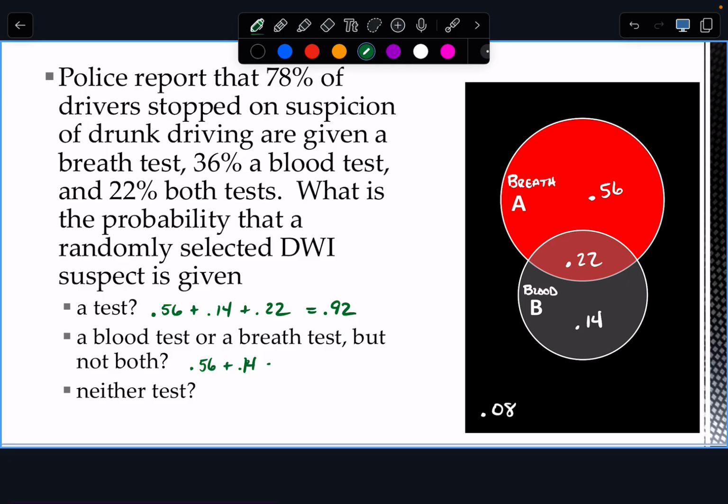So I put those together. 70% chance they get one or the other, but not both. What's the percent of people that got neither test? Well, we calculated that one directly. I don't even need to do a calculation for that. It's already done. It's just 8%.